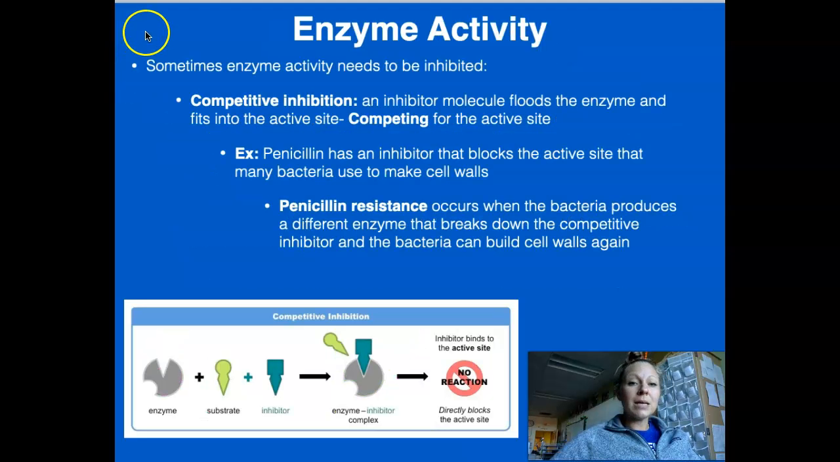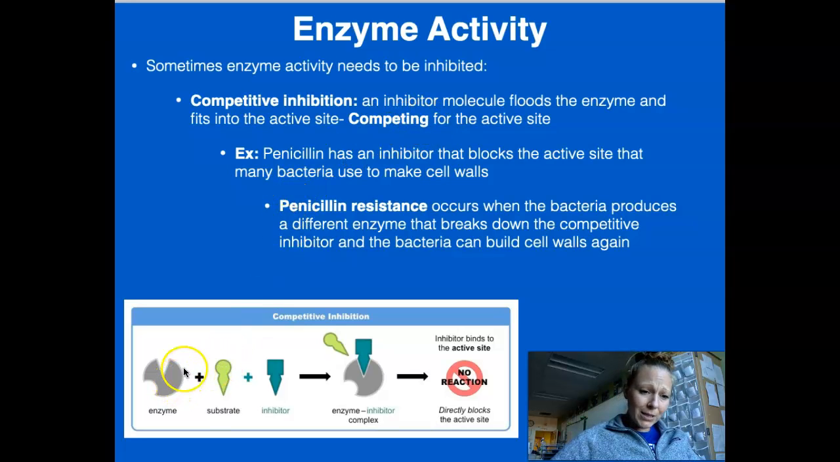Sometimes, while enzymes need cofactors or coenzymes to start their work, sometimes enzyme activity needs to be inhibited. And so there are a couple of different types of inhibition. One is competitive inhibition. An inhibitor molecule will flood the enzyme and fit into the active site. So we call this competitive inhibition.